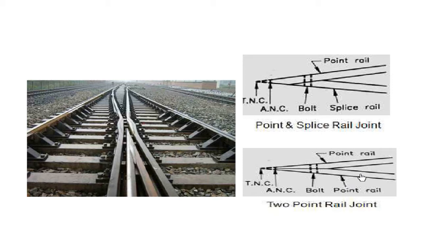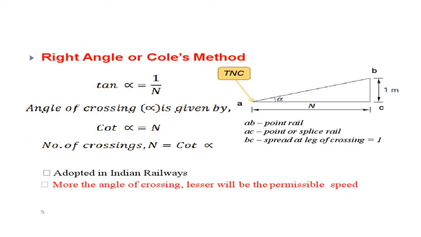You can see in the photograph also, one is coming like this and coming up to this portion. Here also it is coming up to this portion. If this is one single rail joined here and the other rail is getting joined to this portion, then it is a point rail and a splice rail. Now we'll go through the figure. This alpha value is the angle of crossing and AC is known as the number of crossing.